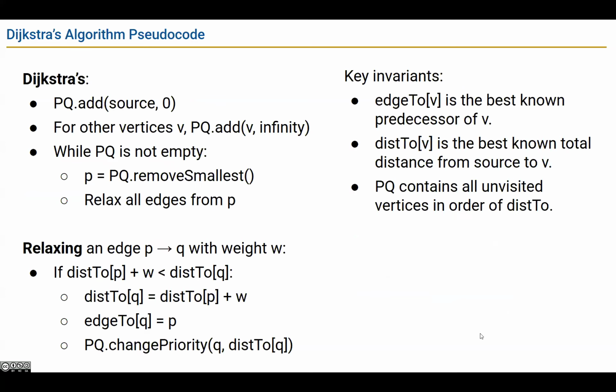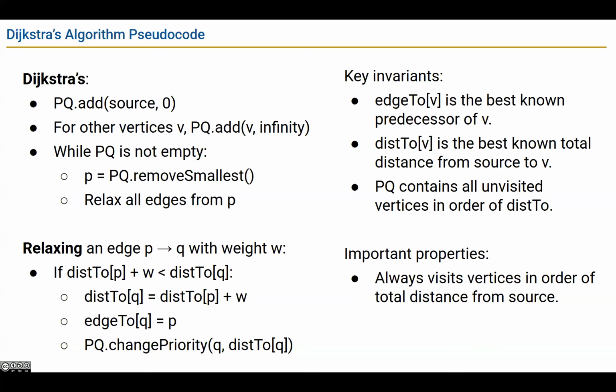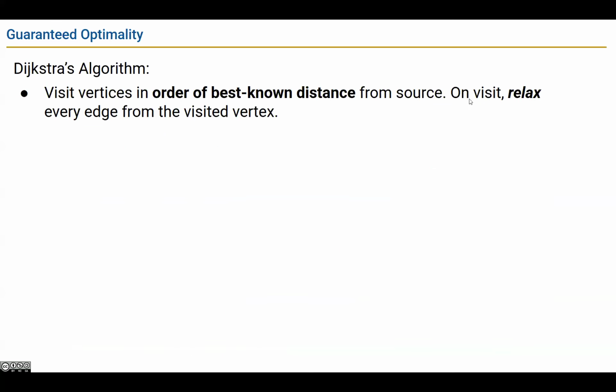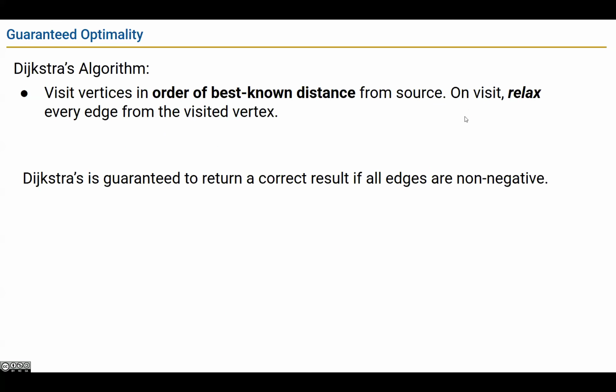So here's kind of the formal definition of this. If you look at the relaxation process, the edge2 is always the best known path. The dist2 is the best known distance. And the priority queue contains all the unvisited nodes. And we're always visiting vertices in order of total distance from the source. So whenever we travel further from that, we have already found better paths. We look at better paths before we look at worse paths. So we never have to relax on a white node. Now, this is true only for non-negative edge weights. We will look at this.